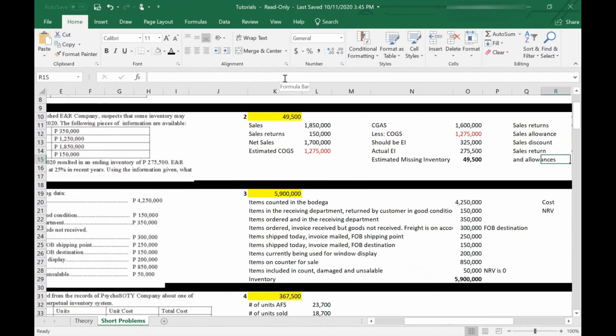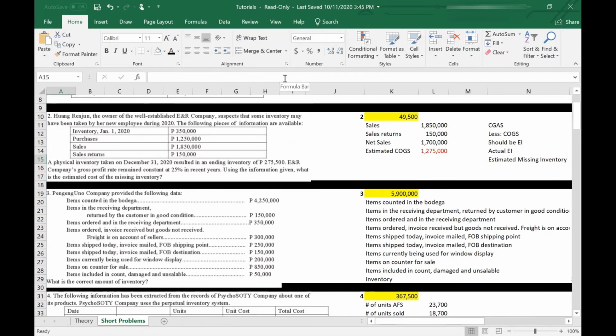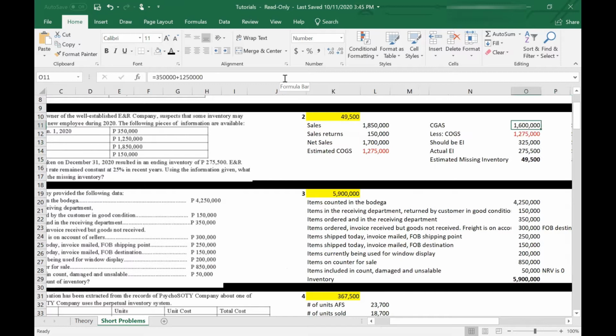Now, we have an estimated cost of goods sold of 1,275,000. We have your cost of goods available for sale. We get that by adding your inventory beginning and your purchases. That's 350,000 pesos plus 1,250,000 pesos. And then if we deduct the estimated CGS, we will get the should-be ending inventory amounting to 325,000. Basically, that's the difference between your cost of goods available for sale and the estimated cost of goods sold.